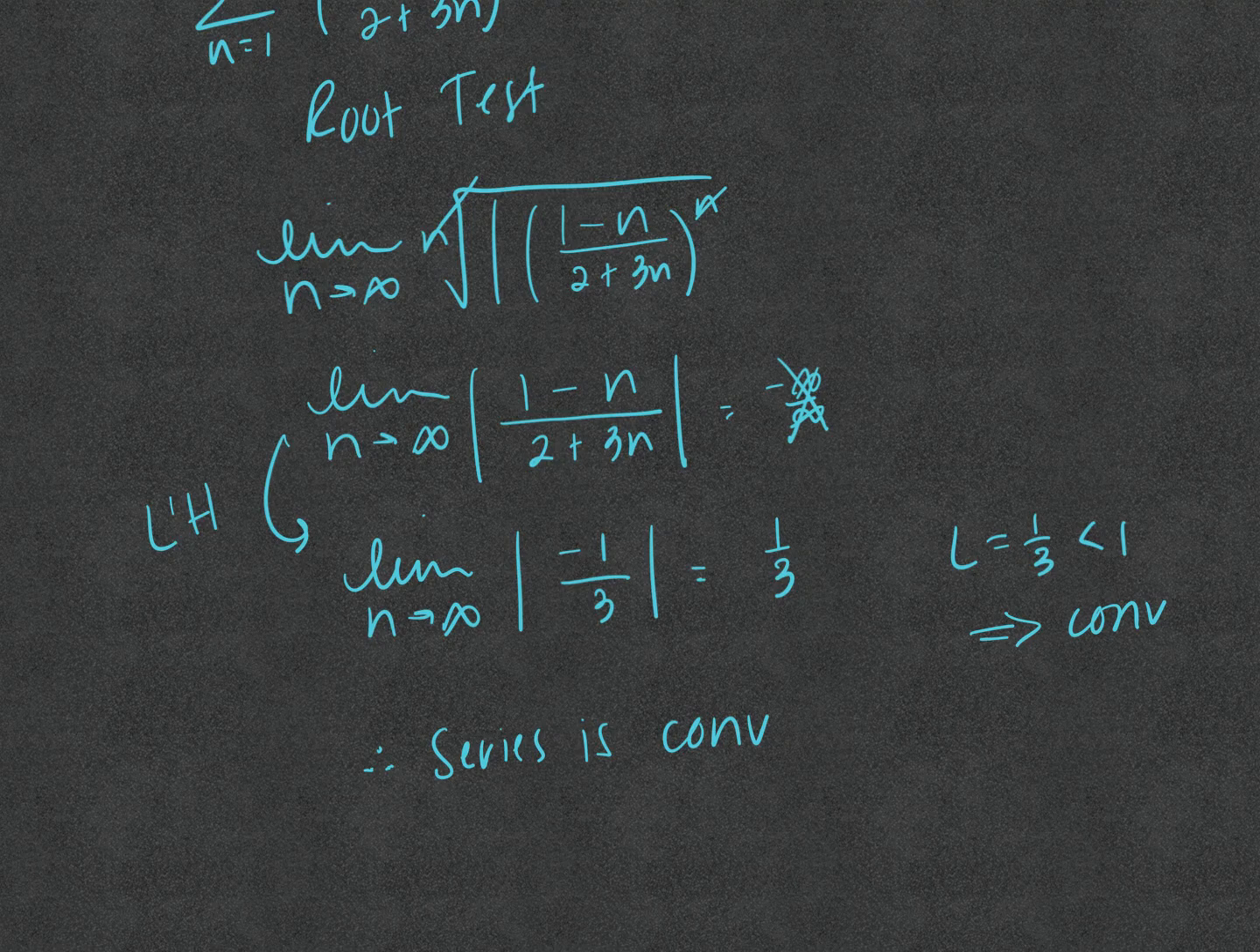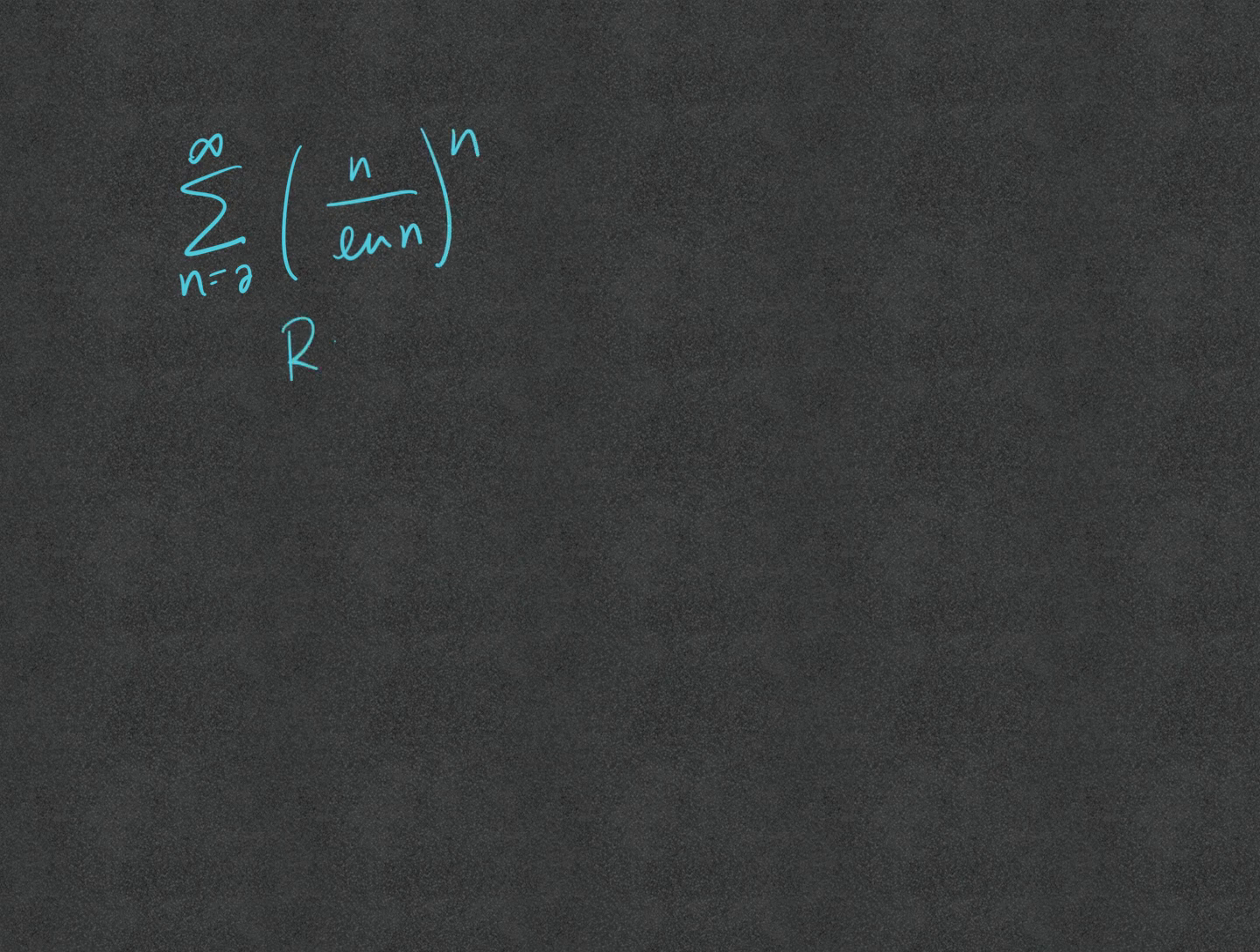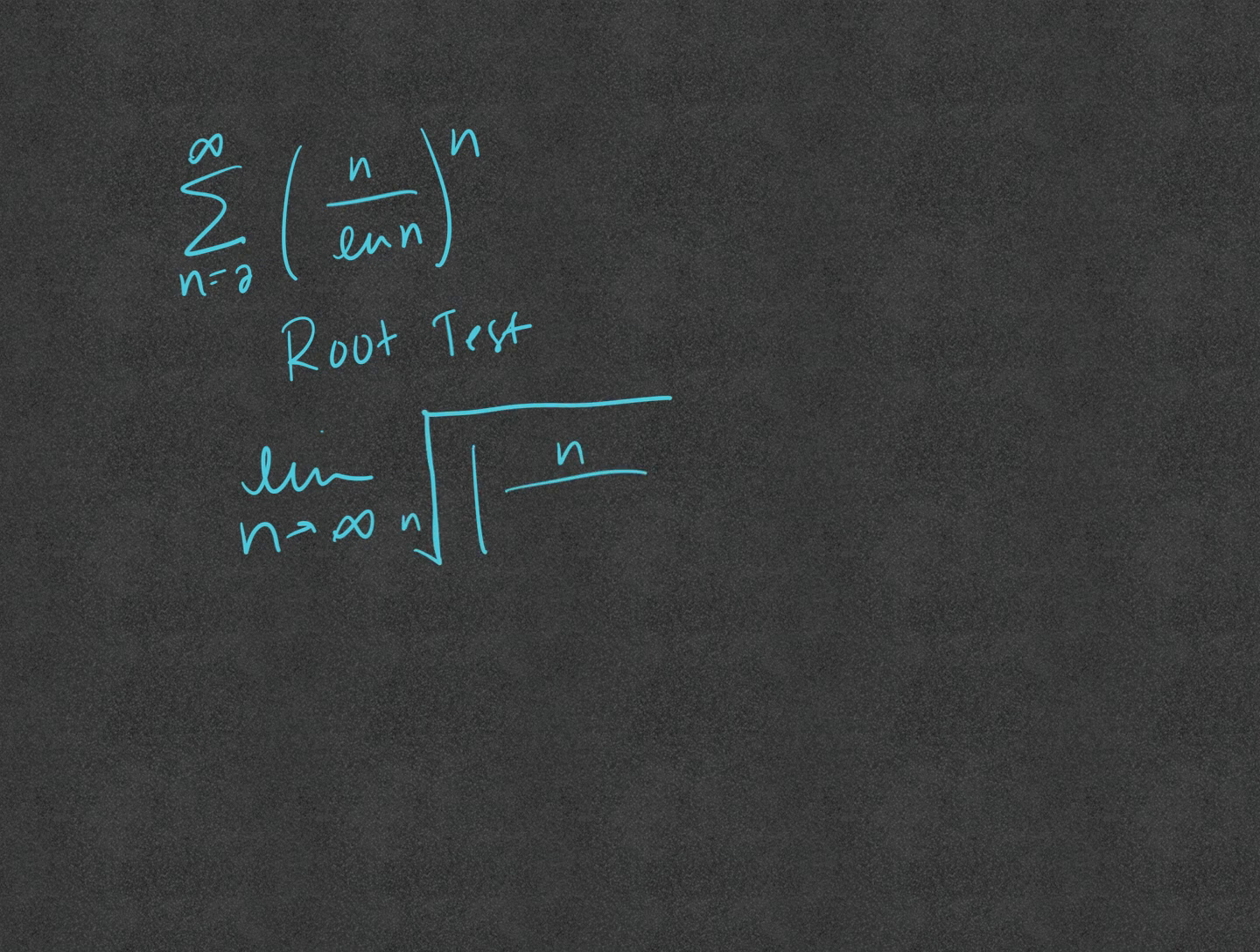So, I think I have one more that is divergent. Let's do that one more. So we have the series as n equals 2 to infinity. The top of the fraction is n over ln of n all to the nth power. So this is a root test. So we're going to say the limit as n approaches infinity, and we have the nth root of the absolute value of n over ln of n all raised to the nth power.